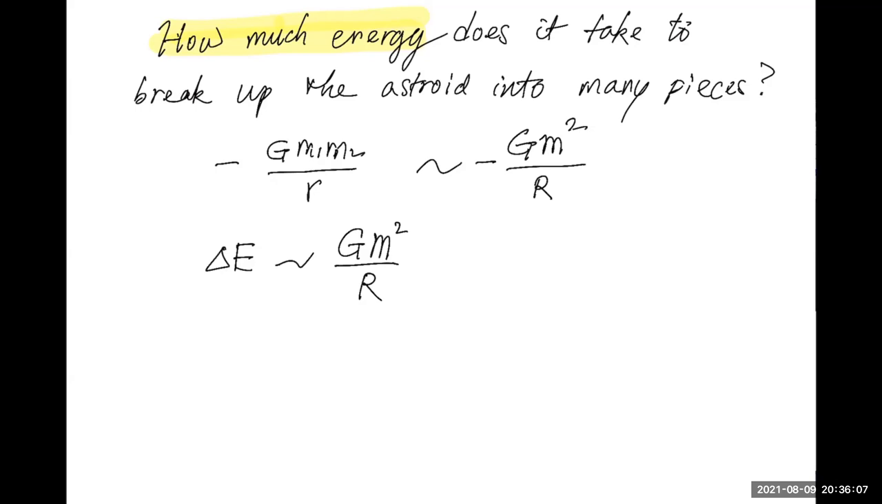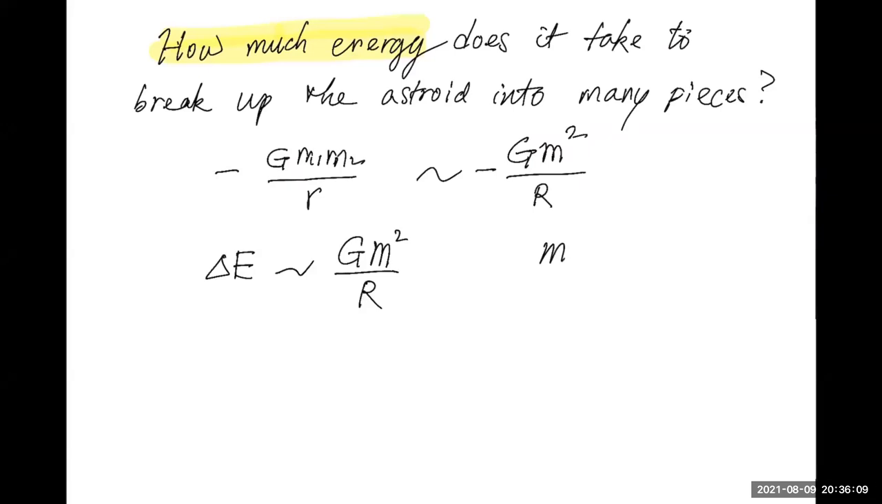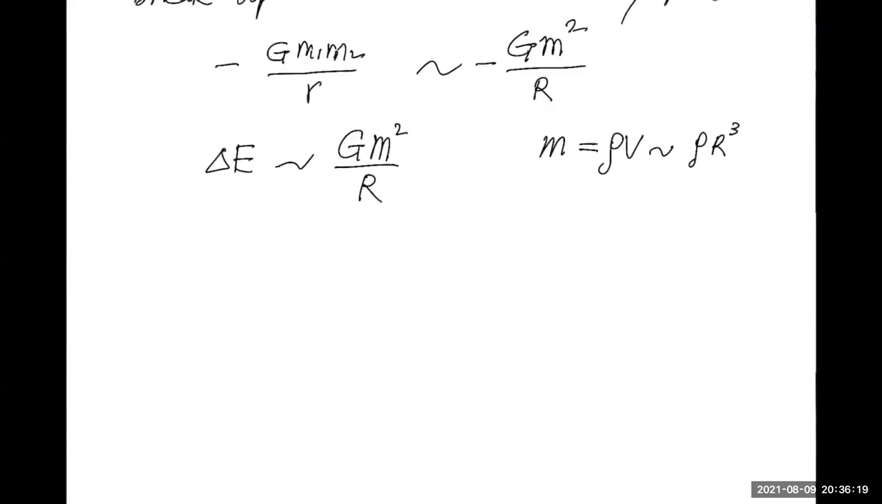So you can write m as roughly rho times r to the power 3. So this gives us delta E as G times rho squared times r to the power 5, because it will be rho squared r to the power 6 divided by 1 power of r. So you get this expression here. Again, forget about the prefactor because we're only estimating the order of magnitude of the energy it takes to break it into many, many small pieces.